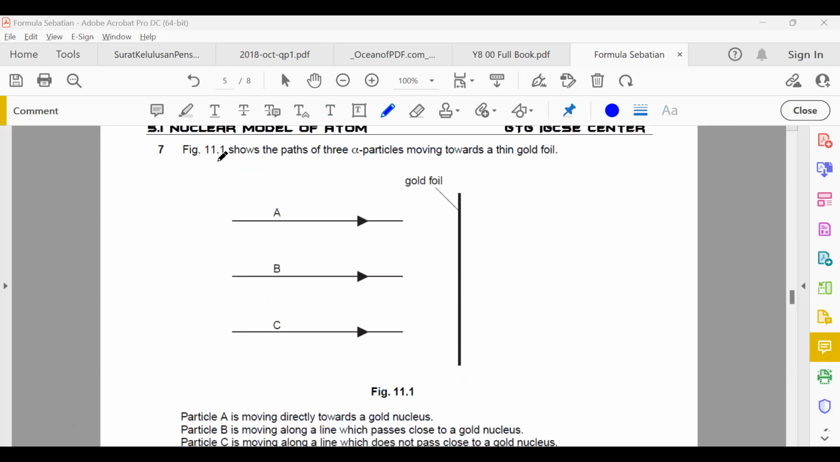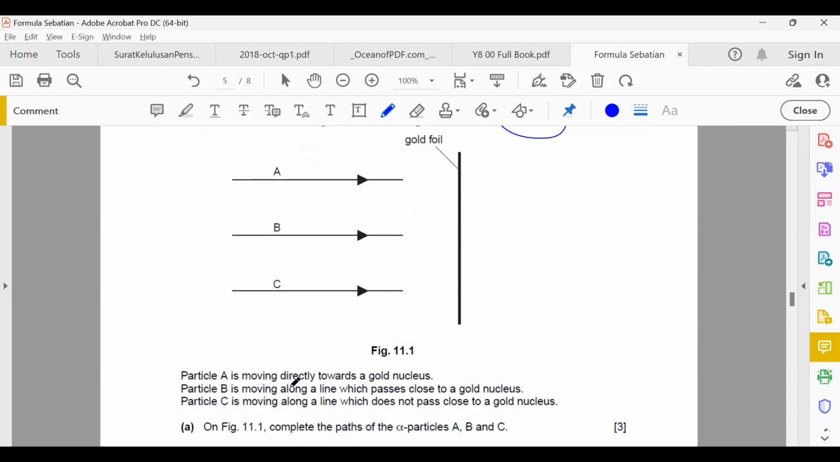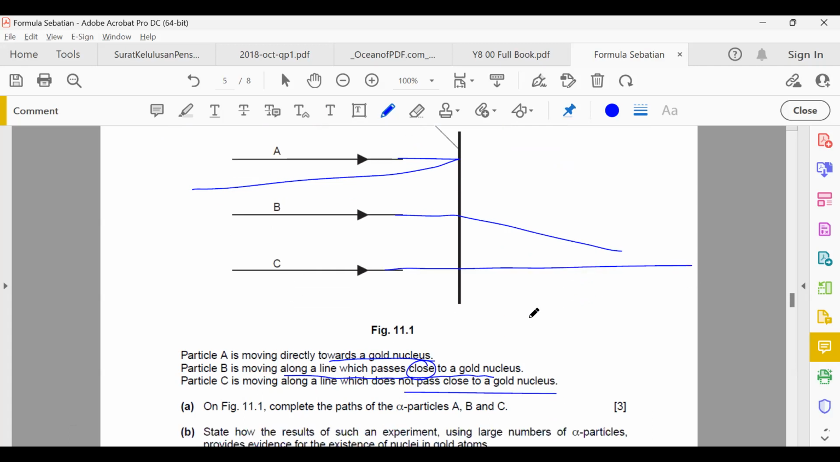Figure 1.1 shows the path of 3 alpha particles moving towards a thin gold foil. Once again, it's the video, right? Alpha particle A moves directly towards a gold nucleus. If it's towards a gold nucleus, then obviously it's going to deflect at an angle greater than 90 degrees, right? B is moving along a line which passes close to the gold nucleus. The keyword here is close to the gold nucleus. So I'm sure it's going to suffer some form of deflection, right? Whereas C does not pass close to the gold nucleus, so obviously it's going to be one straight line.